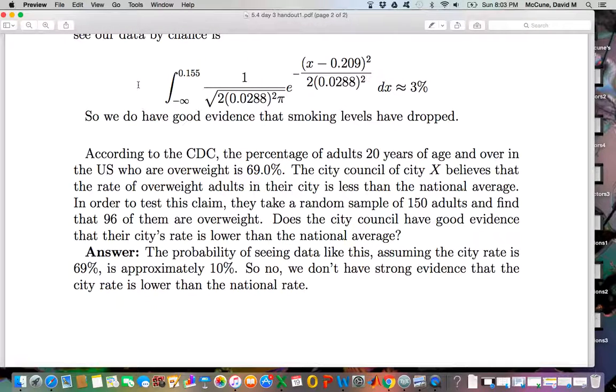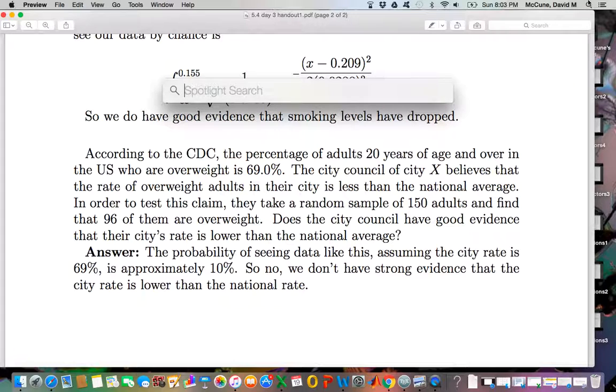Okay, so here's an example that we would do in class. According to the Centers for Disease Control, the percentage of adults 20 years of age and over in the U.S. who are overweight is 69%. The city council of this make-believe city believes that the rate of overweight adults in their city is less than the national average. In order to test that claim, they take a random sample of 150 adults and find that 96 of them are overweight. Do they have good evidence that their city's rate is actually lower than the national average?